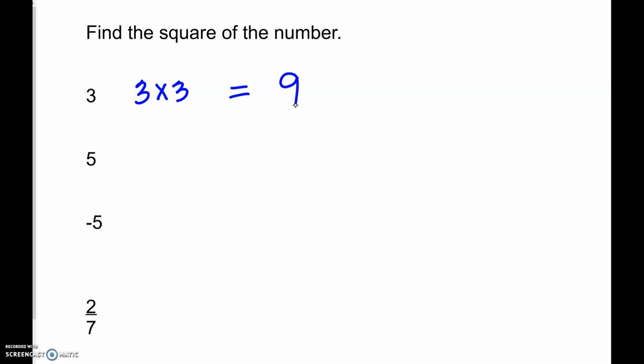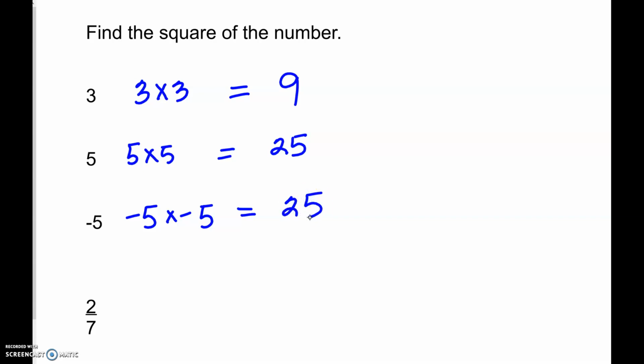So in problem number 2 here, we see a 5. So the square of 5 is basically 5 times 5, so the answer is 25. The square of 5 is 25. And the next one we have a negative 5, so we're taking negative 5 times negative 5, and if you recall, a negative times a negative turns our answer into positive, so negative 5 times negative 5 is a positive 25.